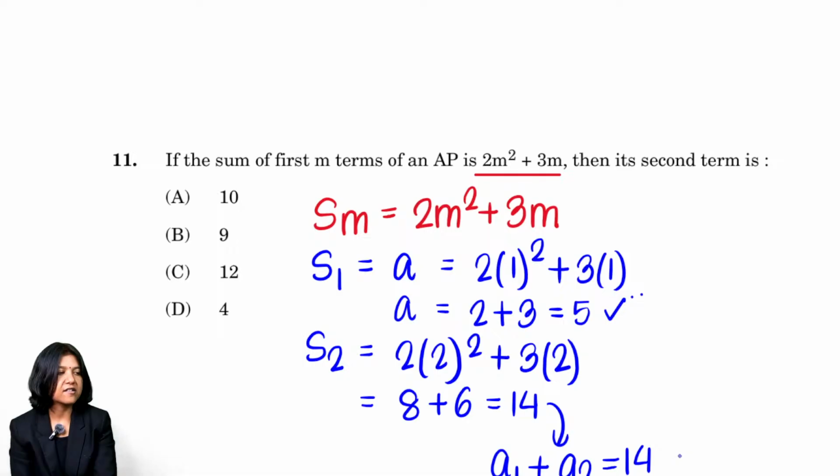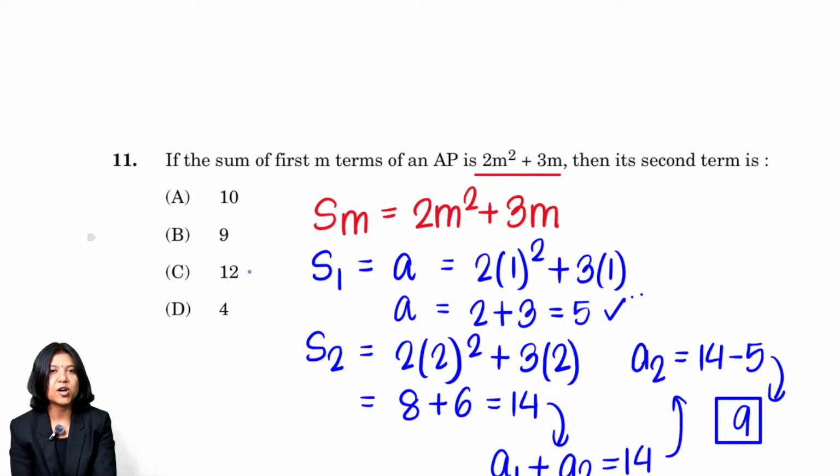So to find the second term, what would you do? Just subtract the first term from 14. So a2 has to be 14 minus the first term, which is 5. 14 minus 5, the answer is 9. And hence that is something you have in your options. Go for it.